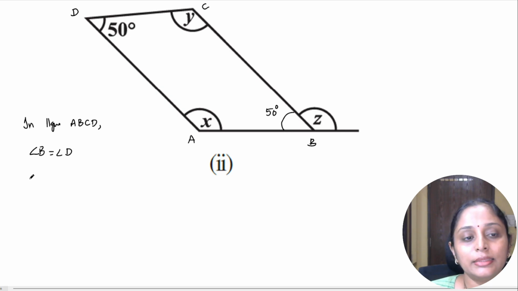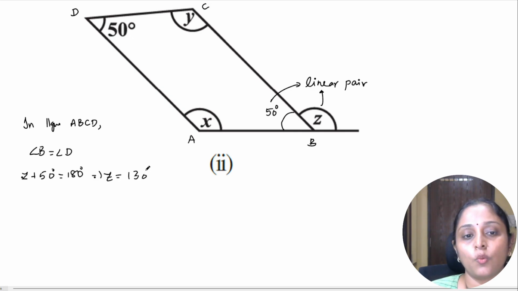Now, this angle and Z are a linear pair. Z and 50 degrees, these two together form a linear pair. That means the sum has to be equal to 180 degrees, right? Therefore, I have Z plus 50 is equal to 180 degrees, which implies Z is equal to 180 minus 50, which is 130 degrees. So now I have the value of Z.